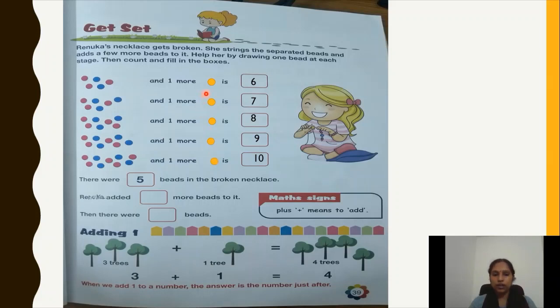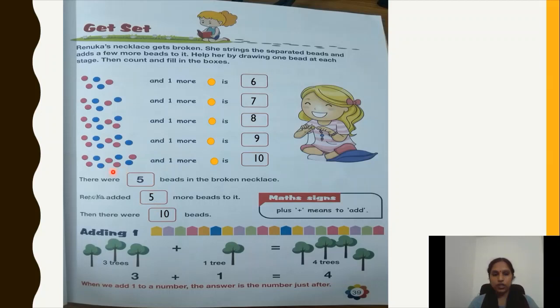So how many beads did she add? Can we count and see? 1, 2, 3, 4, 5. So how many beads did she add totally? 5 beads she added. Then there were dash beads. So totally finally how many beads did she have? 10 beads. So she had totally 10 beads.